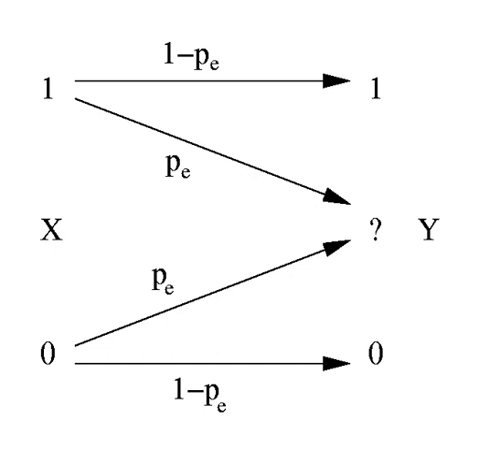A key measure in information theory is entropy. Entropy quantifies the amount of uncertainty involved in the value of a random variable or the outcome of a random process. For example, identifying the outcome of a fair coin flip with two equally likely outcomes provides less information, lower entropy, than specifying the outcome from a roll of a die with six equally likely outcomes. Some other important measures in information theory are mutual information, channel capacity, error exponents, and relative entropy.